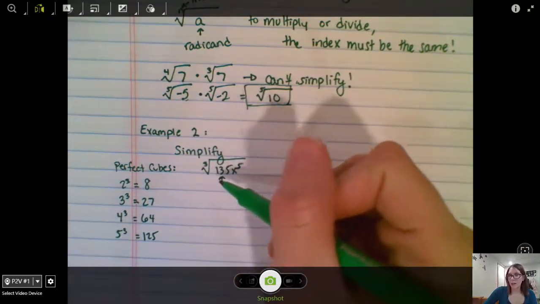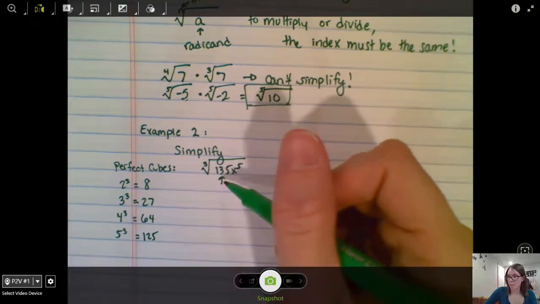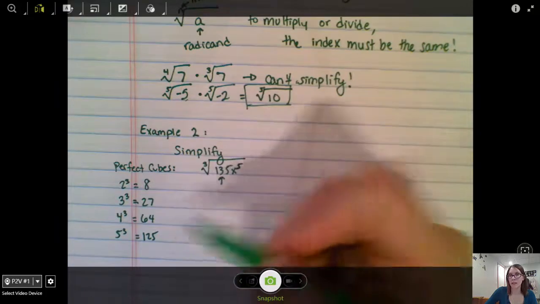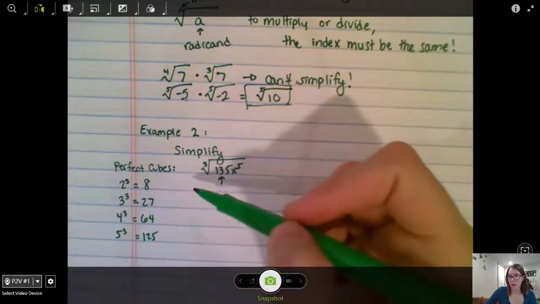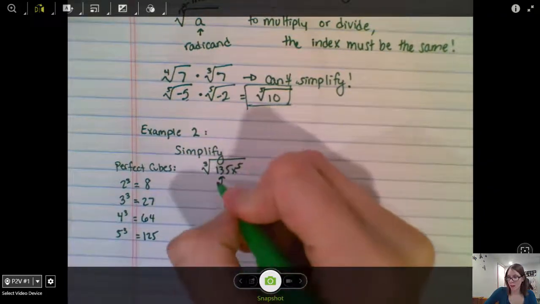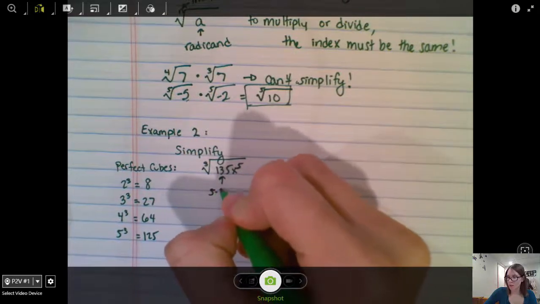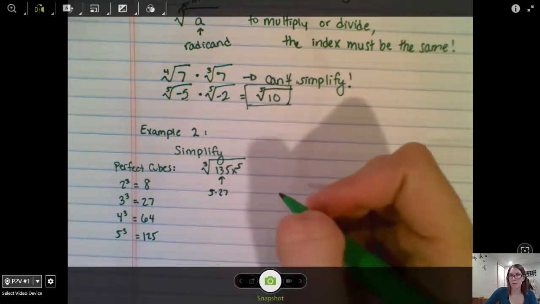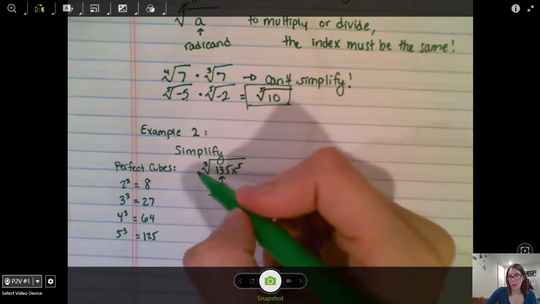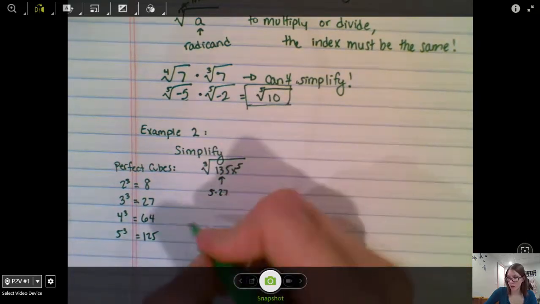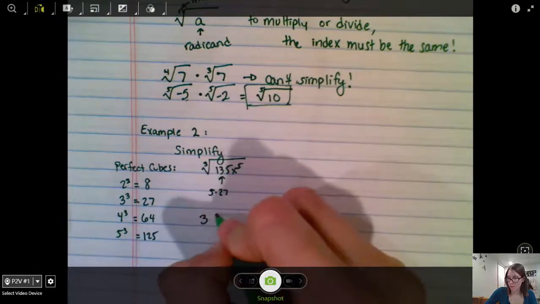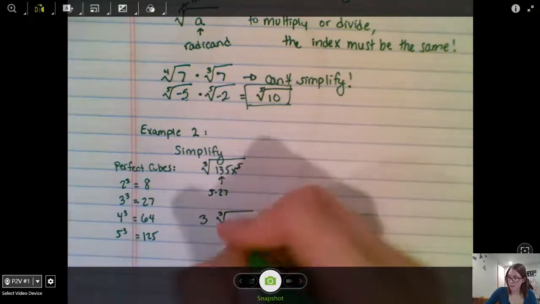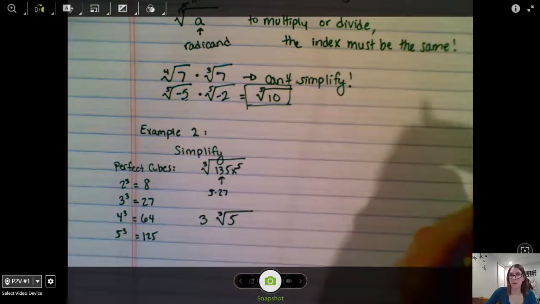So looking at my 135 here, if you take 135 divided by each of these numbers to see if we can find a perfect cube that goes into it, you'll find that 5 times 27 equals 135. So we can cube root 27 and get 3. That 5 we can't cube root, that's going to have to stay under our radical.